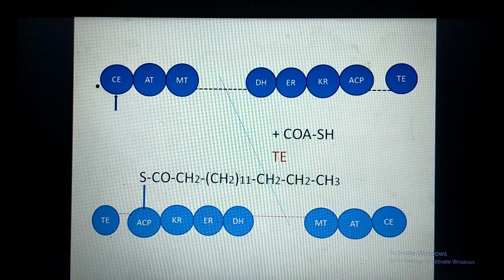When this palmitic acid is synthesized in adipose tissues and liver, then the last enzyme, which is called thioesterase, will get stimulated, and it will break the bond between 16 carbon palmitic acid and acyl carrier protein and release this palmitic acid out of the complex. So in this way the fatty acid synthesis pathway takes place.